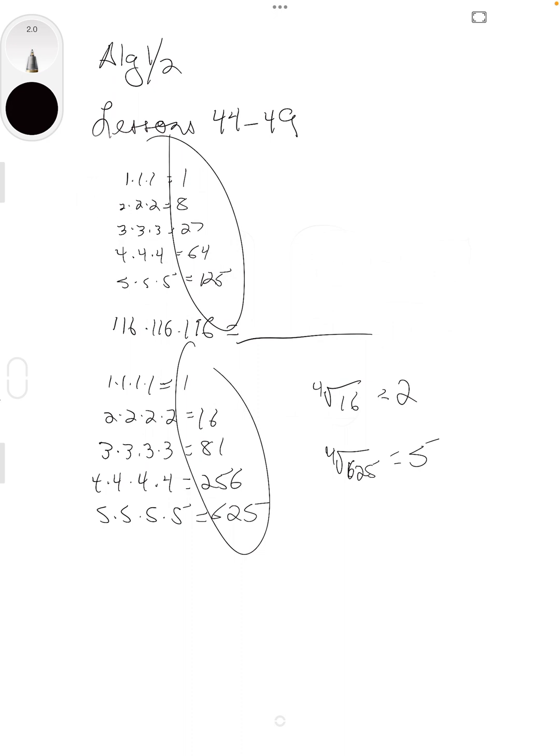So that's roots. Note, though, that 1 times 1 times 1, so any root, for example, the 16th root of 1, is 1.